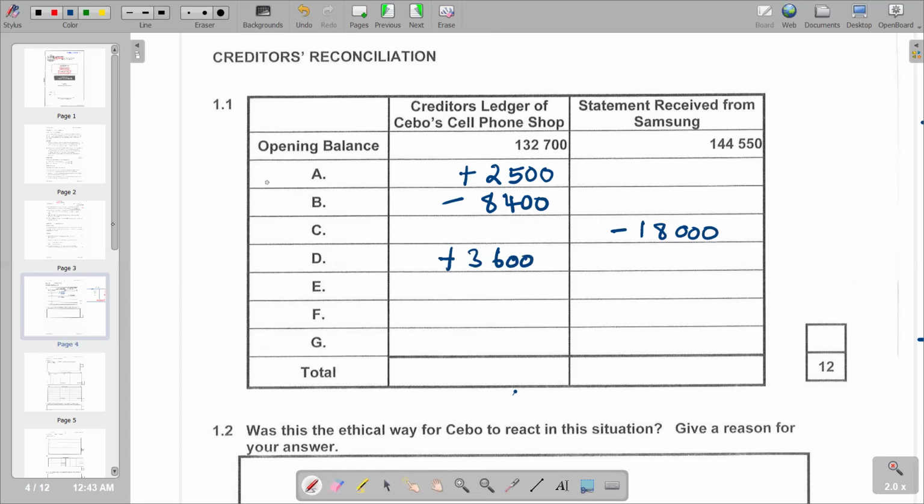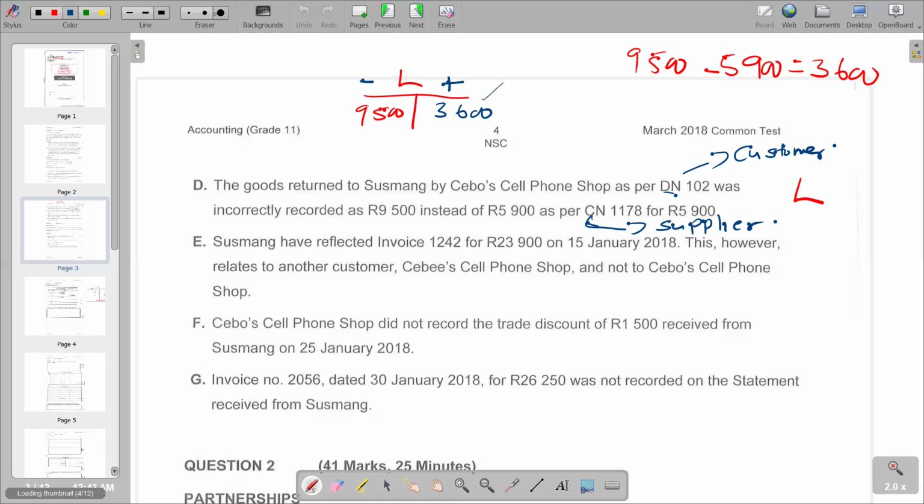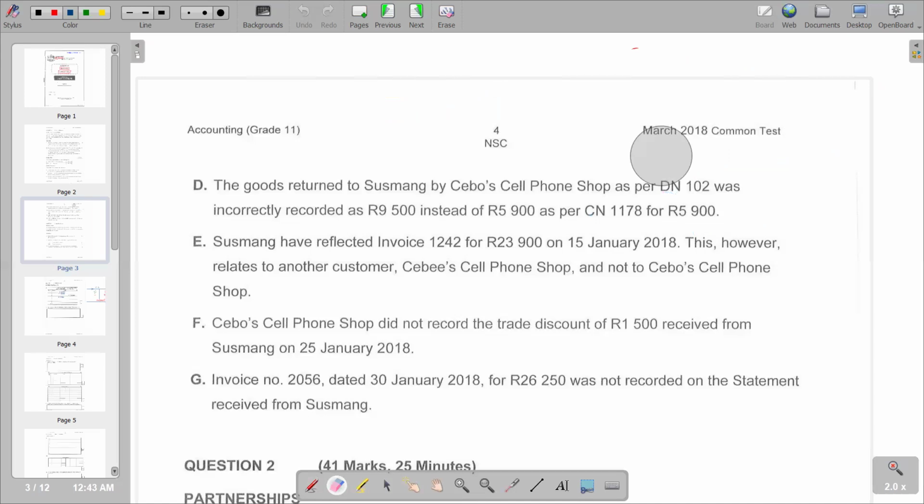Then we can move on to the next part. The next one is E, which says Sussman reflected invoice 1242 for 23,900 rands on 15 January 2018. This, however, related to another customer, Sam's cell phone shop, and not to Sebo's cell phone shop.